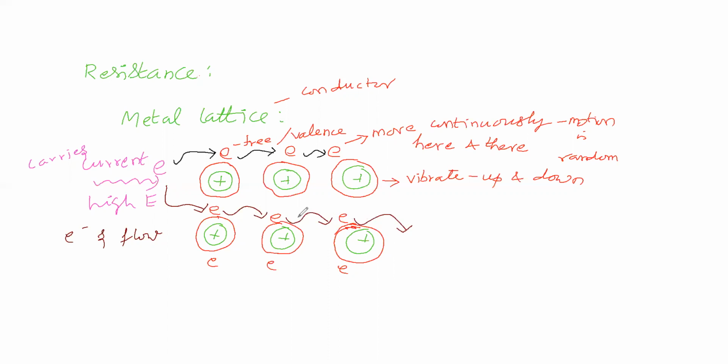Now, current is carried. This metal lattice carries current, we are saying. What does it mean? One is energy transfer, otherwise electrons flow. This is called passing of current. Current passes, like this we can say.